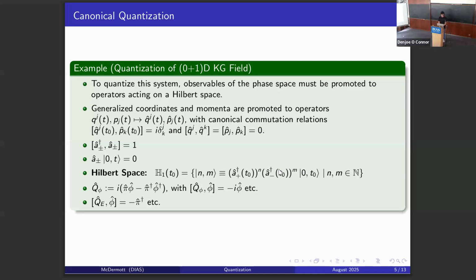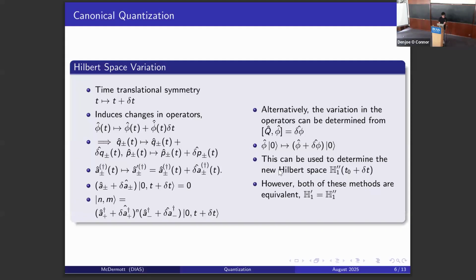So our Hilbert space is the total set of all states where there are creation operators acting on both positions, plus and minus, where n and m are both natural numbers. We can also promote our Noether charges to operators, which themselves are invariant with time when we look at the case of our time translation symmetry. So this allows us to compare the commutator of our Hamiltonian with our coordinates and our momenta. And again, it gives similar results from our classical theory to promoting them to operators.